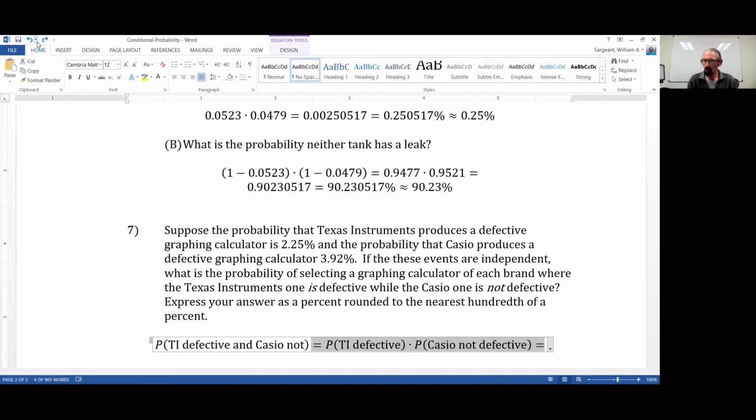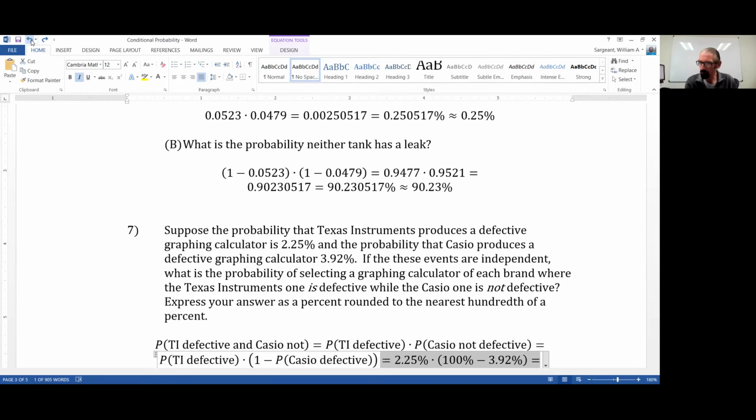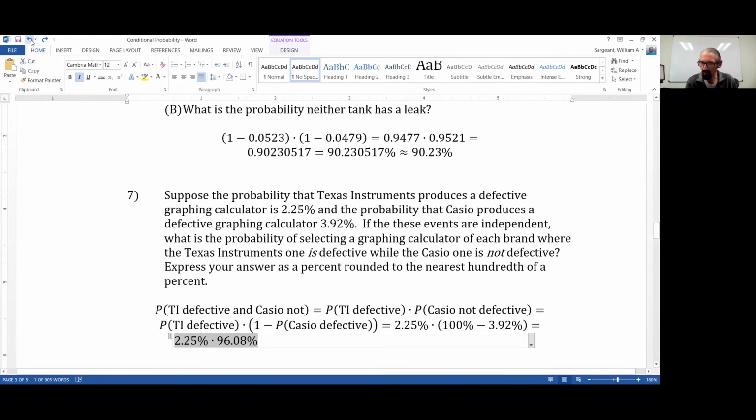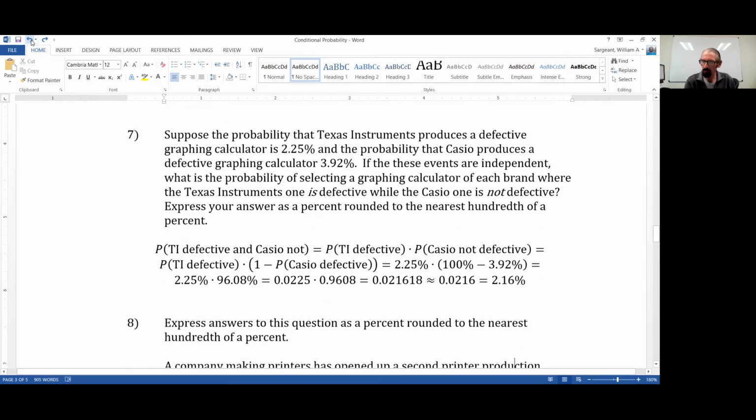Okay, so we can use our multiplication rule for independent events. And in the second factor, we were given 3.92% is the probability that the Casio one is defective, but we want it to be good. So a complementary event there. Subtract that percent from 100%. Convert your percents to decimals. Multiply. Round to 4 places because we wanted the percent to the nearest hundredth of a percent. So 2.16% chance of that.